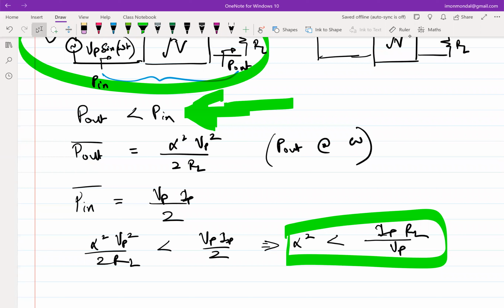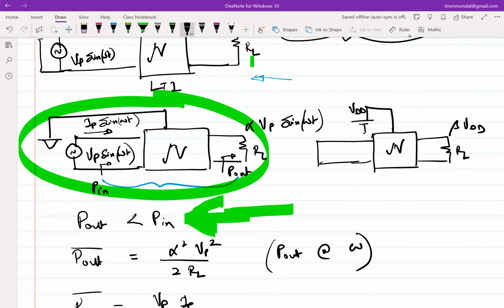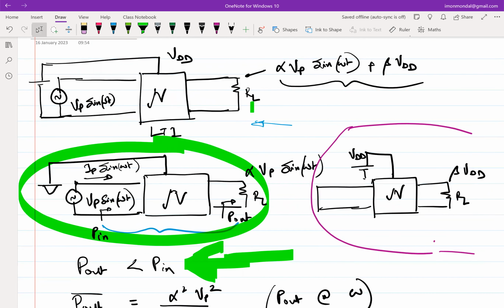Correct. But note that I am not finding out the power of these two circuits together. This constraint is coming because, as if, almost this was not there. So note that this alpha will not change if I put this VDD back. Superposition, linearity. That's what I am trying to drive, right?